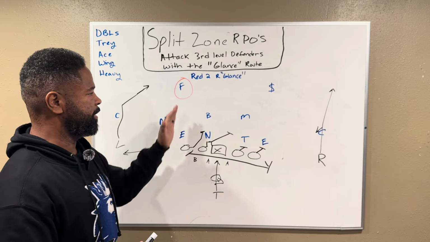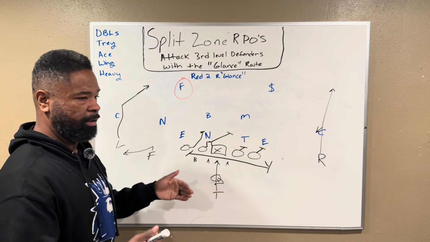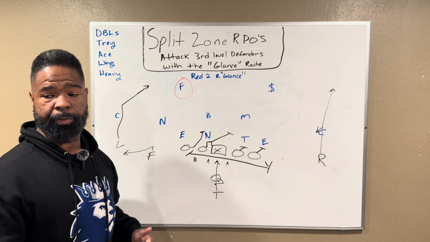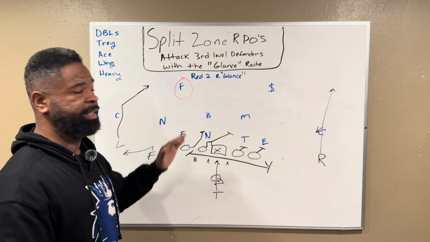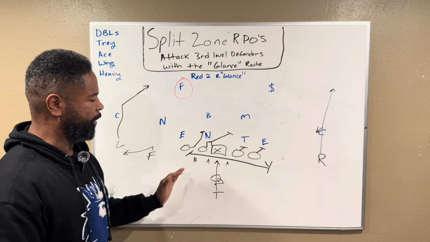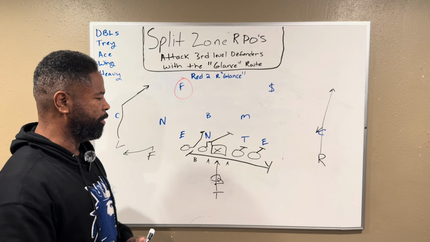So if the safety level stays back and they're being disciplined and doing their job first as pass first players, then you really don't have to throw the glance, okay? You can just hand the ball off. Again, we've got our split zone here.